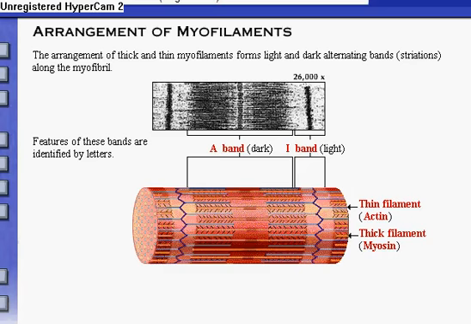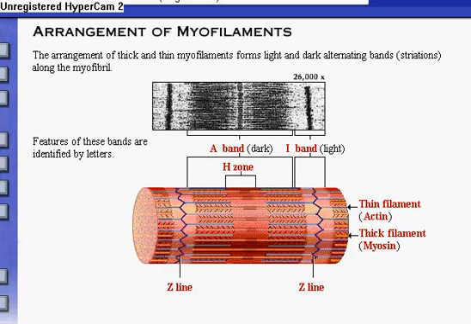The I band contains only thin filaments and corresponds to the distance between adjacent thick filaments. During muscle contraction, the I band gets narrower. Each I band is bisected by a zigzag line called the Z line. The Z line is actually a protein disc which anchors the thin filaments and connects adjacent myofibrils.